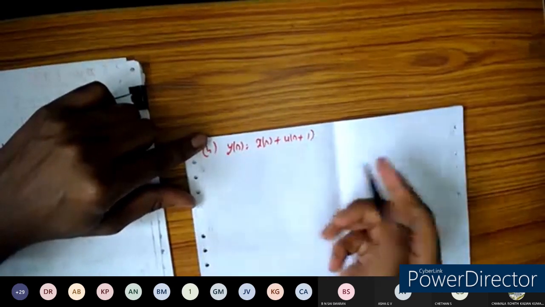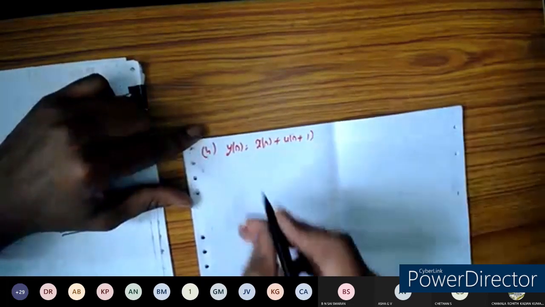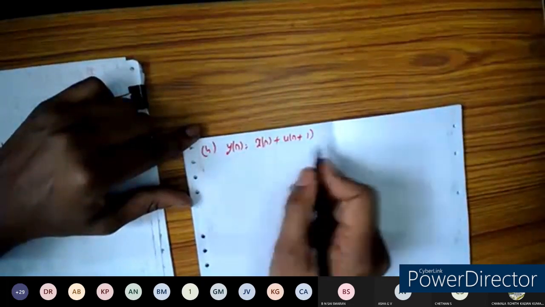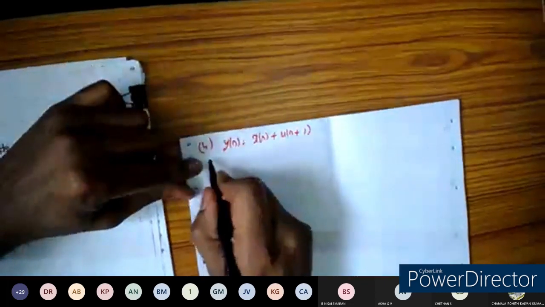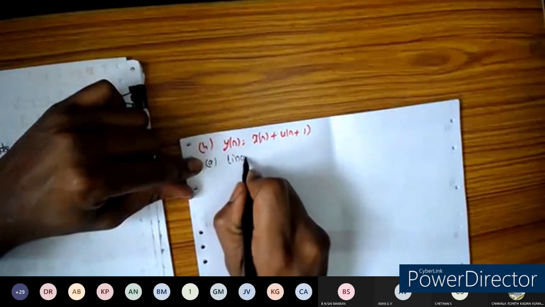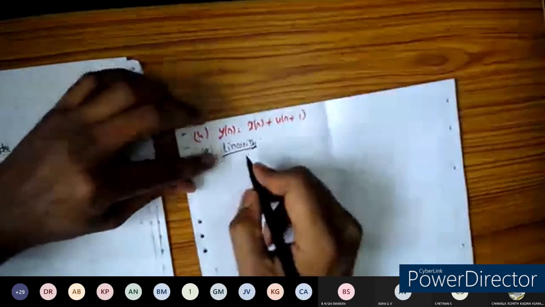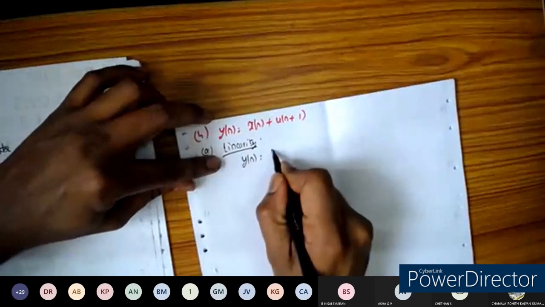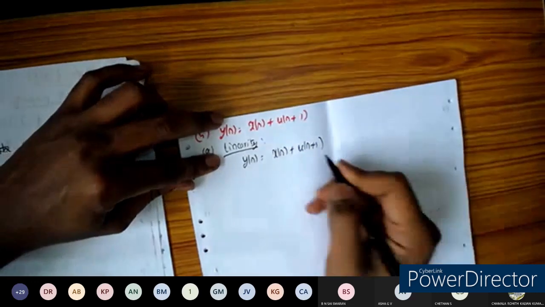Okay, so by observation, we'll say so here. Let us verify that one. I've not done this problem in practice earlier, so just by observation I'm telling. Let us look into it. First, let us take the linearity property. In linearity, we have y of n is equal to x of n plus u of n plus 1.